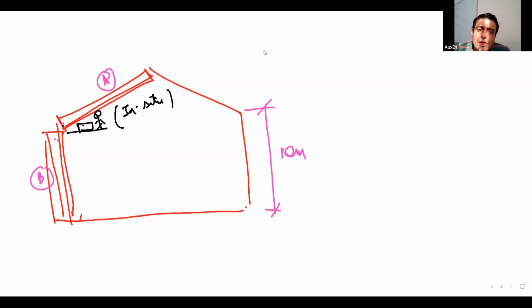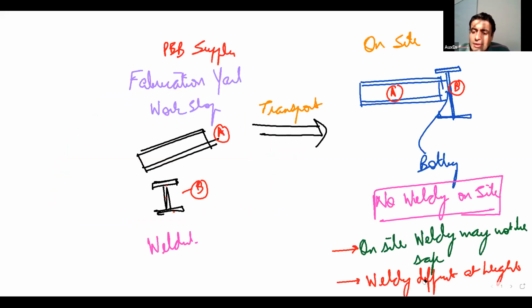So we do not prefer welding on site. Bolting on site is preferred, so that you can just hold these pieces together, quickly bolt them, and make them integral. Doing welding on site is difficult at heights and at odd places. Welding may not be safe also, and you may not be able to achieve proper quality control.